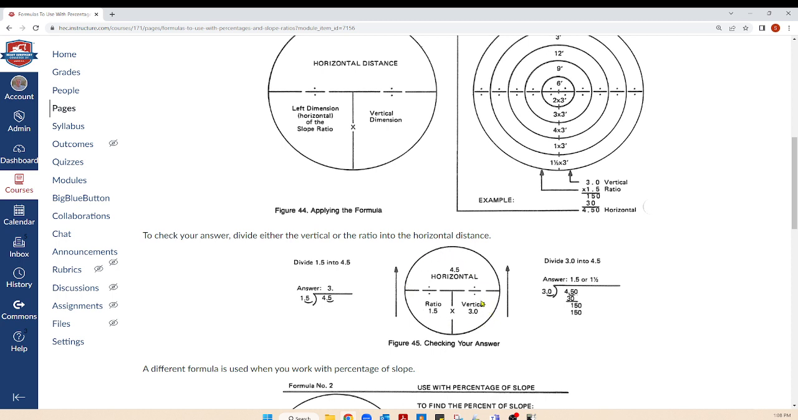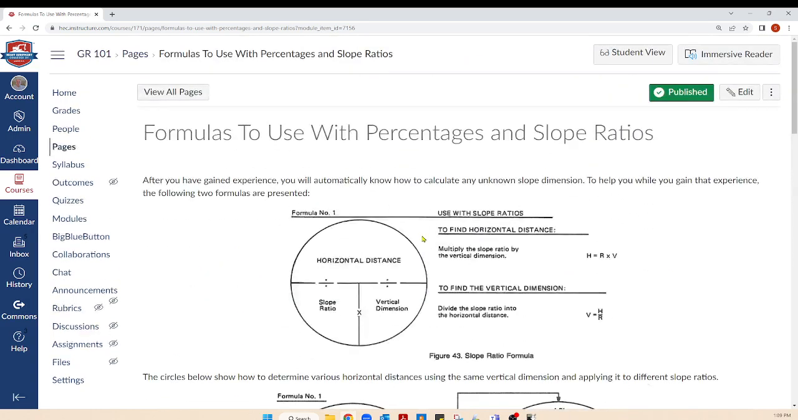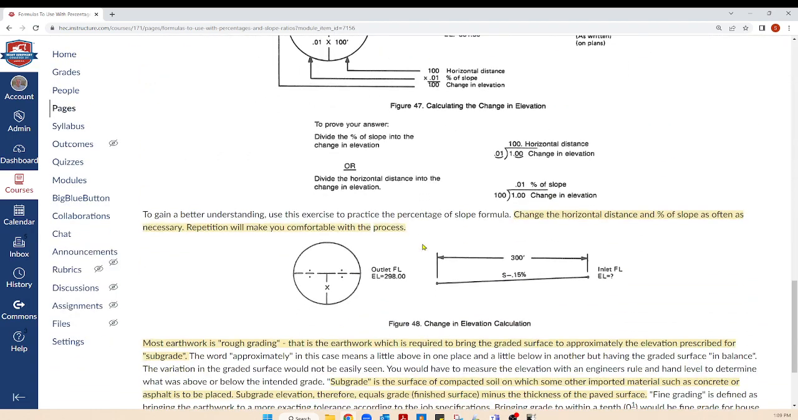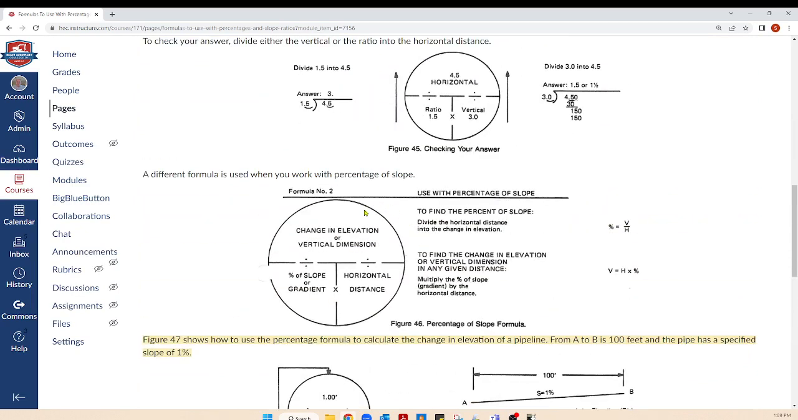I used to carry a sheet of paper early on in my days when I was checking grade that had this little circle on it, because if I had this ratio, I would have to know, and I had this fall or rise, I'd have to find this. I'd have to know that horizontal, because when you get back to a slope, you need to know where the top of the cut is, horizontal distance to where that toe is.